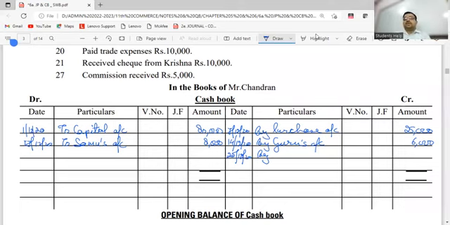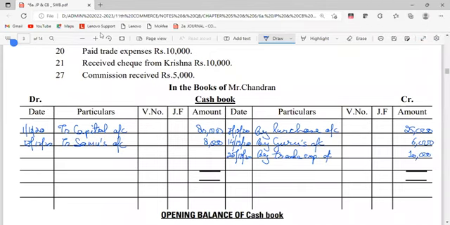What will we write in the cash account? By trade expenses account. So a single-column cash book is exactly like a cash account. Those businessmen who happen to prepare a cash book, children, do not prepare a cash account. What's the amount, children? 10,000. Understood this? Let's continue with the remaining two.